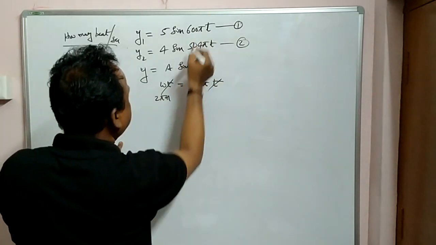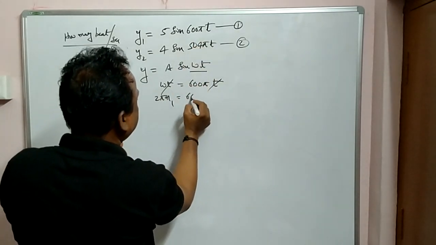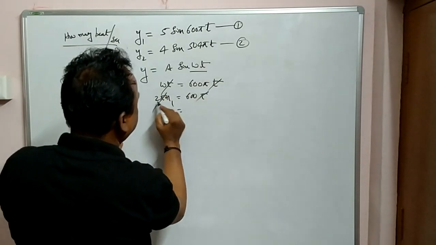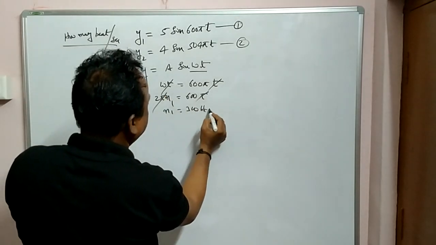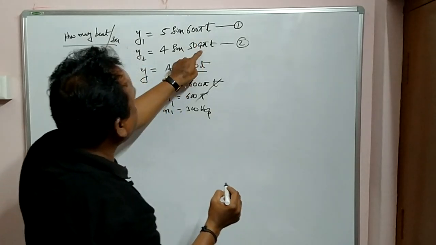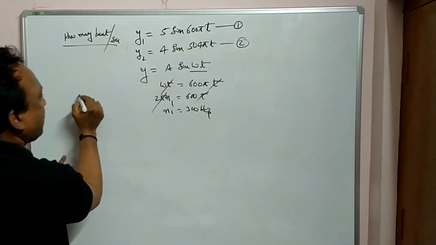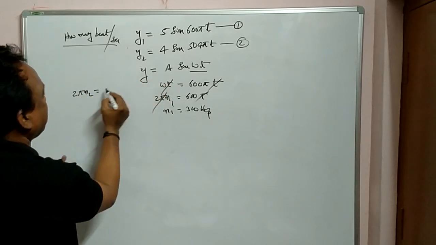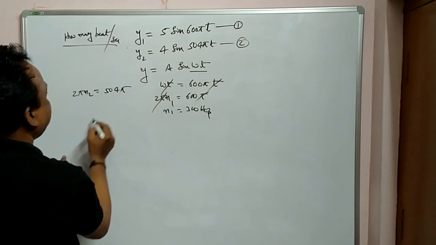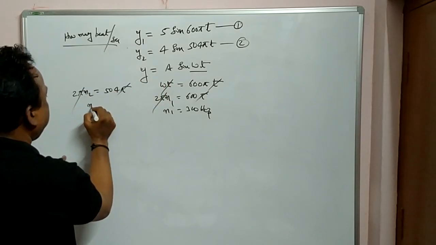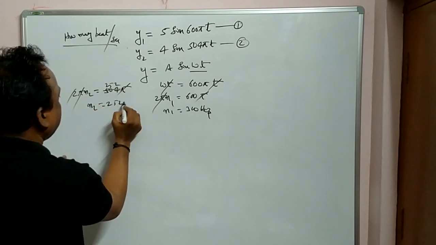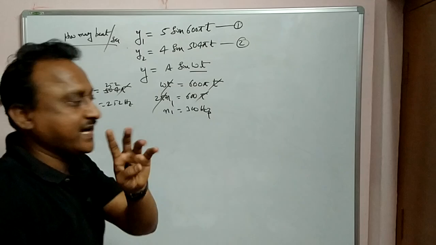But here two terms are there. I'll take 2 pi n1 is equal to 600 pi, pi cancel, n1 is equal to 300 hertz. In the same way, calculate for the second one: 2 pi n2 is equal to 504 pi, pi cancel, n2 is equal to 252 hertz. Just I am taking an example.